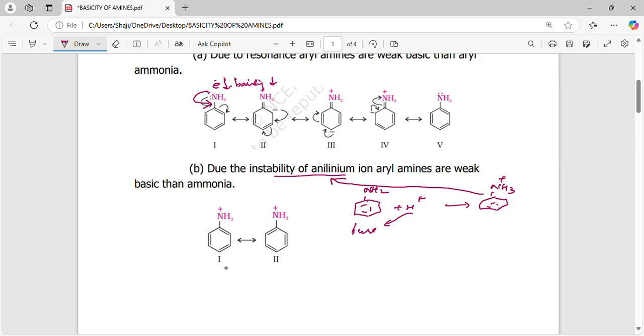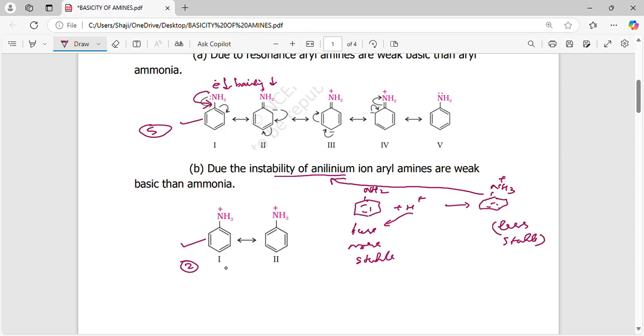And the resonating structures of this anilinium ion are these two. Just by changing the position of the double bond, we get two resonating structures. But in aniline, here I have drawn 5 resonating structures. As the number of resonating structures increases, stability also increases. So we can say that aniline is more stable than the anilinium ion. The anilinium ion is less stable. Why? Because it has only 2 resonating structures.